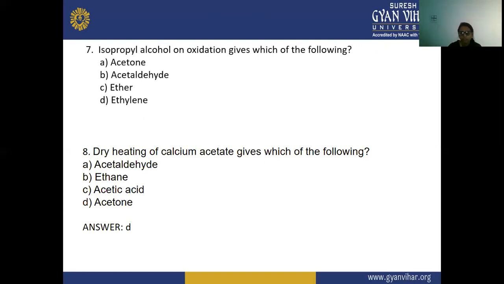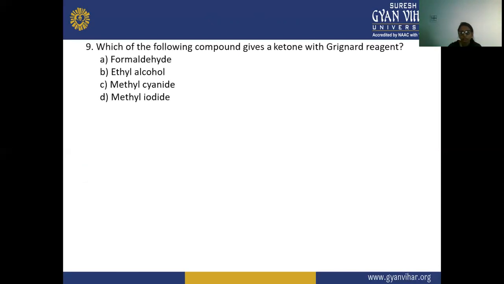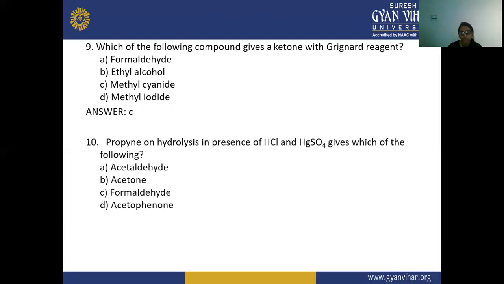Isopropyl alcohol on oxidation gives which of the following? That is your acetone. Dry heating of calcium acetate gives which of the following? That is your acetone. Which of the following compounds gives a ketone with Grignard reagent? That is your C, methyl cyanide. Propyne on hydrolysis in the presence of HCl and HgSO4 gives which of the following? That is your B, that is your acetone.